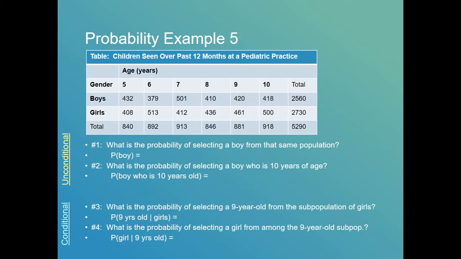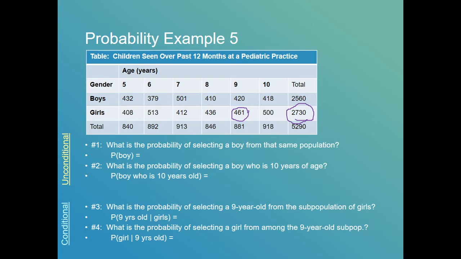Number 3, these are some conditional probabilities now. So what is the probability of selecting a 9-year-old girl from the subpopulation of girls? So if we want to see the probability of selecting a 9-year-old girl, that numerator would be 461, but we want to see what the probability is out of the total number of girls in the population. So then we want to look at the total over to the very far right column. So that would be 2730. So if we divide 461 by 2730, we would get this value for number 3.